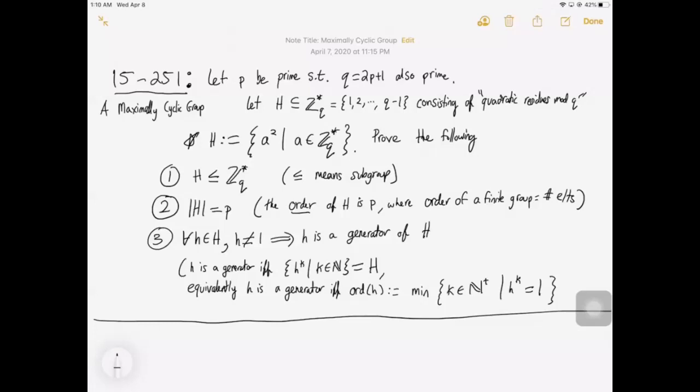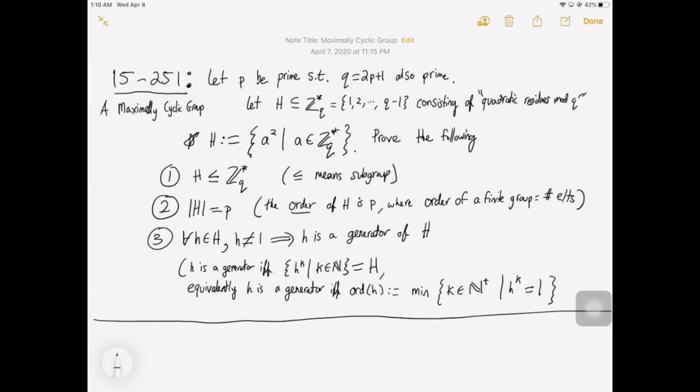The question is this. Let's assume that you have two primes, p and q, such that q happens to be 2p plus 1. And now let's say that you have a subset of Z star q, which we'll call H, that consists of the quadratic residues mod q. So a quadratic residue is really just the result of squaring a number and taking that square mod q.